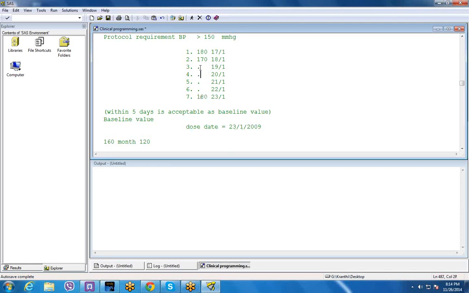So 1, 2, 3, 4, 5. We'll consider up to the 17th only, within 5 days. Those other values you should not consider. Got it? I'm talking about blood pressure, but whether values should be considered or not depends on the test or that particular study. Here in this case, within 5 days the values are acceptable. Got it?